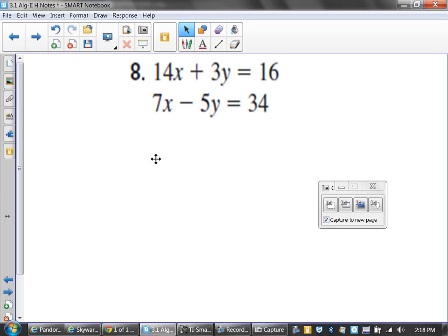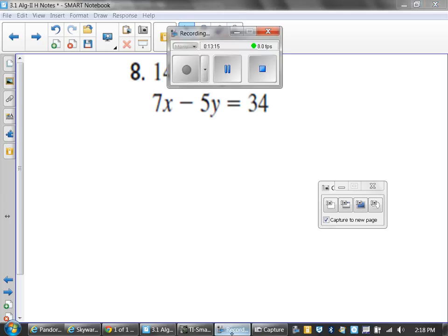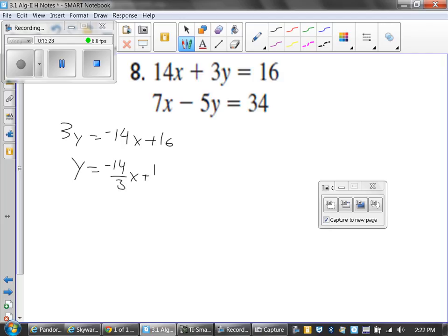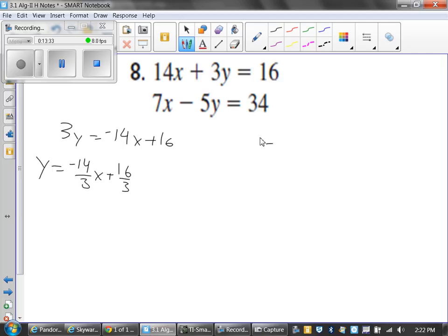So what you do is you want to get y by itself, and then use your calculator. In the first one, we wind up with 3y is negative 14x plus 16. So we get y is negative 14 over 3 x plus 16 over 3. On the other one, we get negative 5y is negative 7x plus 34. So I get y is 7/5 x minus 34 over 5.